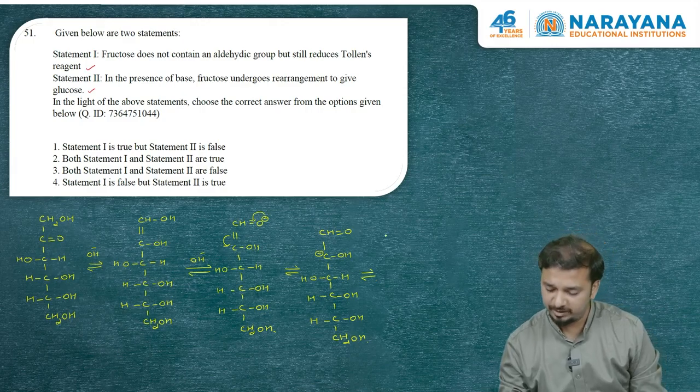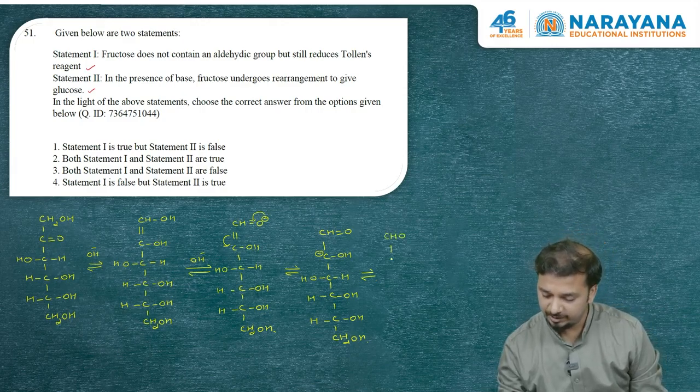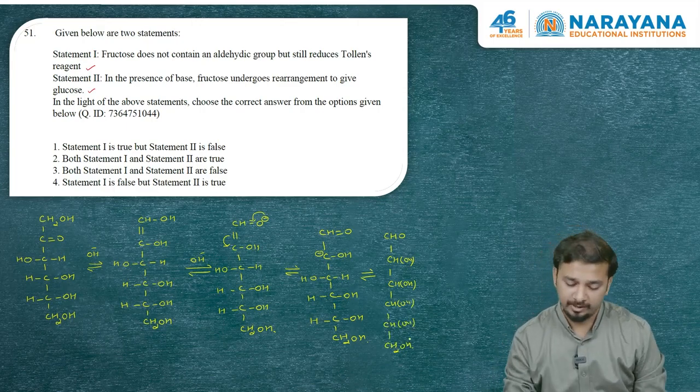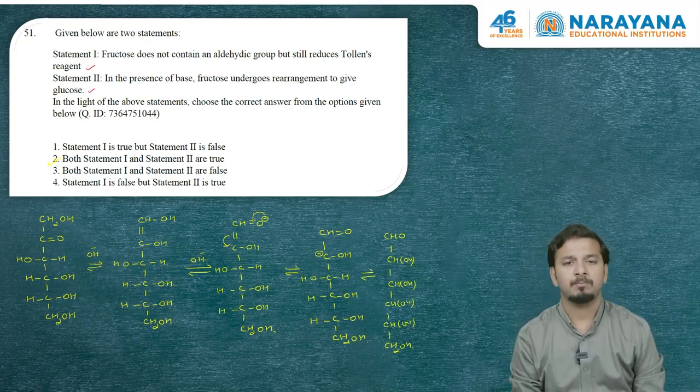Because of this aldehydic group which is coming on the first carbon, it is giving us the Tollens test. So in this question, both statements are correct, and the correct answer for this is option number 2.